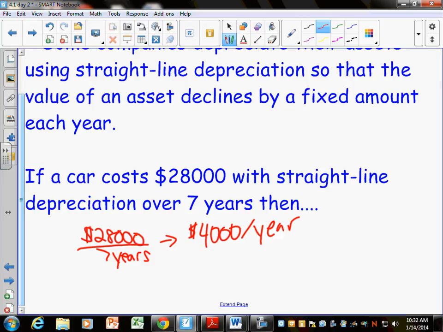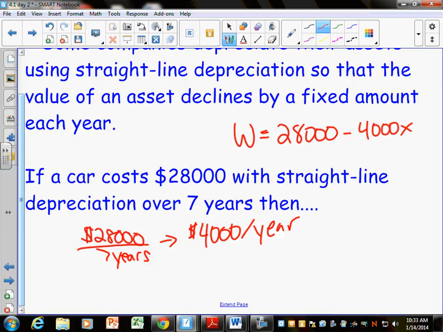So the idea is we want to write equations to show this. If you're going to write an equation to show how much this car is worth for x number of years, could we say, I'm just going to use W for how much it's worth? Does it make sense that the equation would be, it's $28,000, but I'm subtracting what every year? Minus 4,000x. And so I could say, after 3.5 years, how much is this worth? You just plug 3.5 in for x, and you would get the amount.